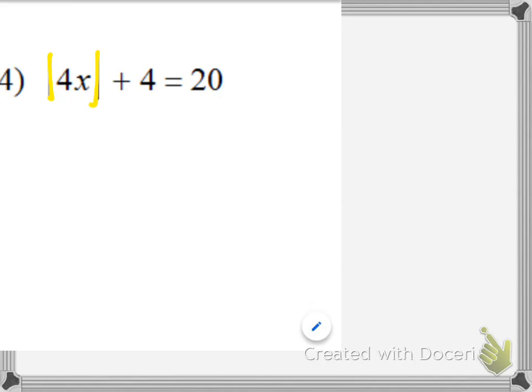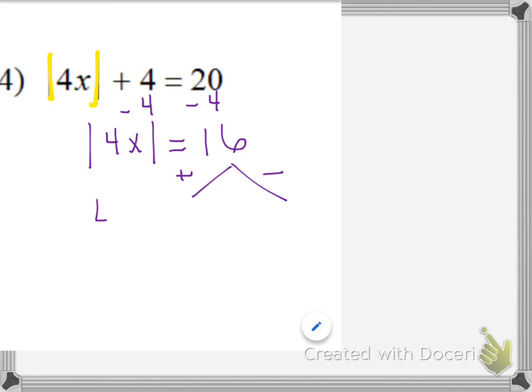Because it's a positive 4, the inverse is to subtract 4. So now I've got the absolute value of 4x equals 16. And then we're going to split that 16 up. Remember, because it's isolated now, we're going to have one positive 16, one negative 16. So I got 4x equals 16, and 4x equals negative 16.